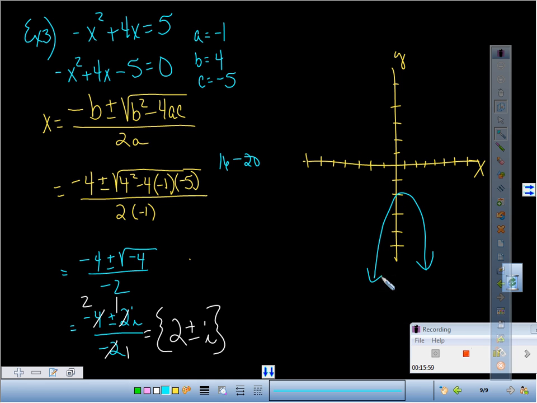That's what it's going to look like. Okay? Now let's talk about one other thing, because this is what we've done with every one of them. What about factoring this thing? Negative x squared plus 4x minus 5. What if I wanted to factor it? Well, first of all, if I wanted to factor it, what would I do?